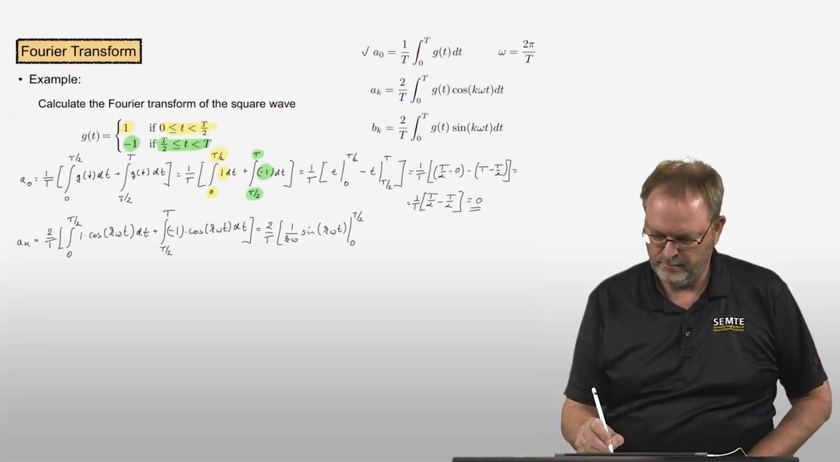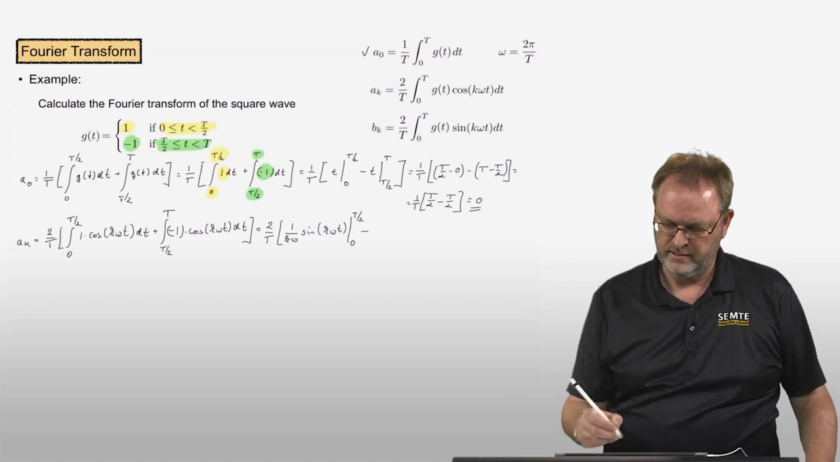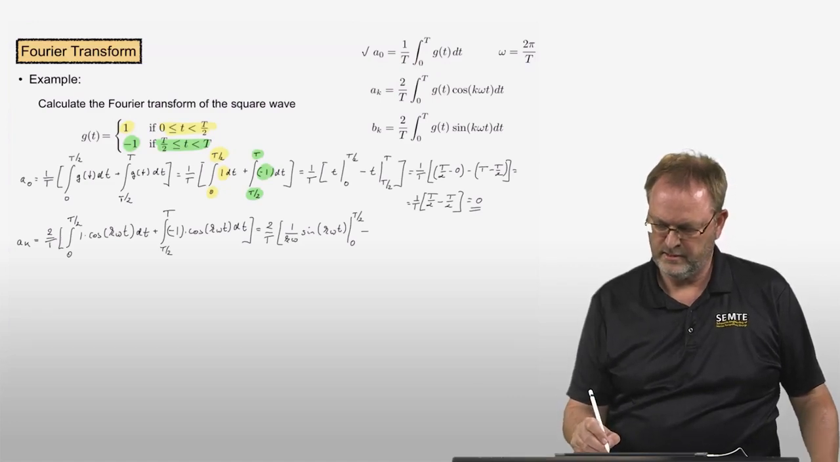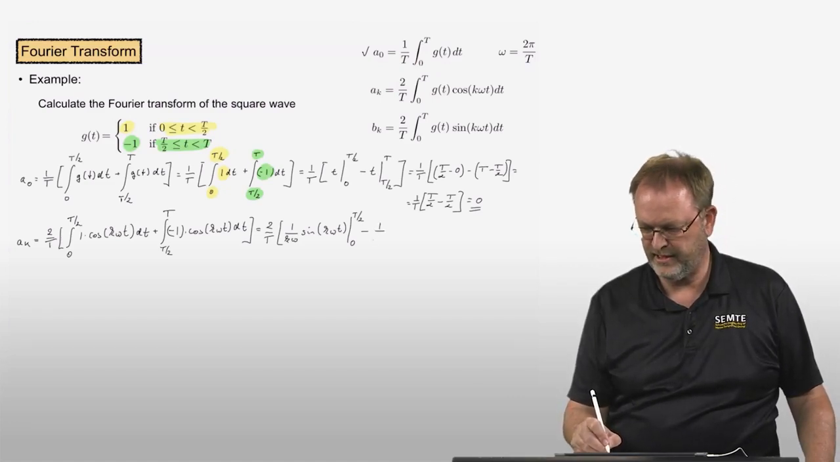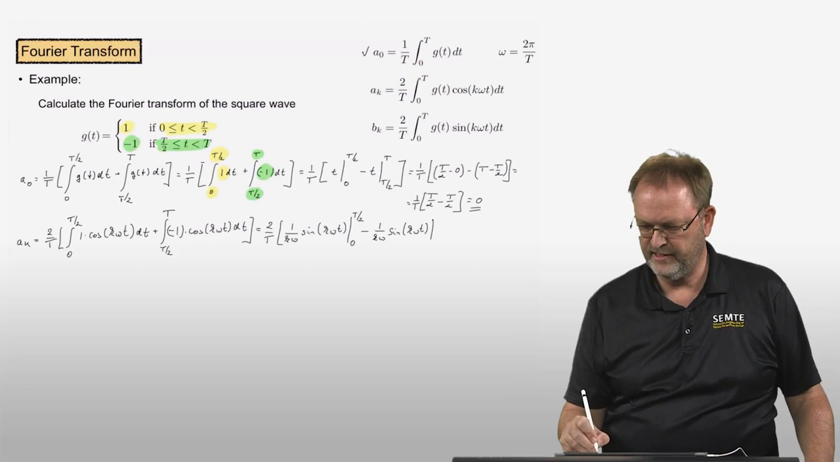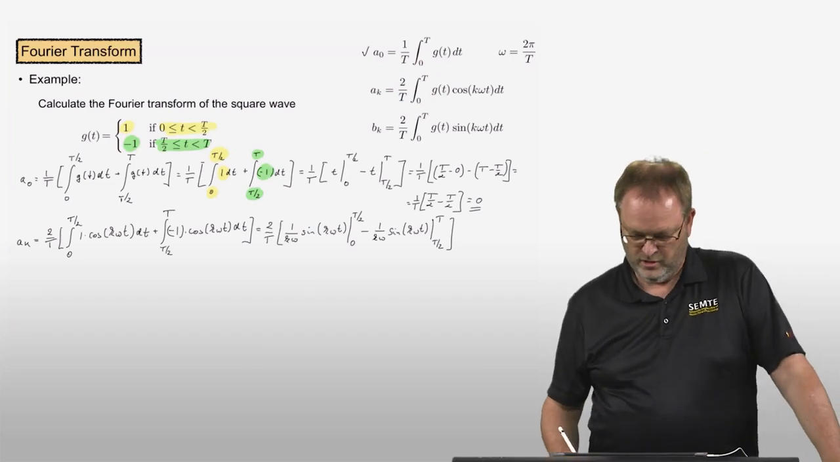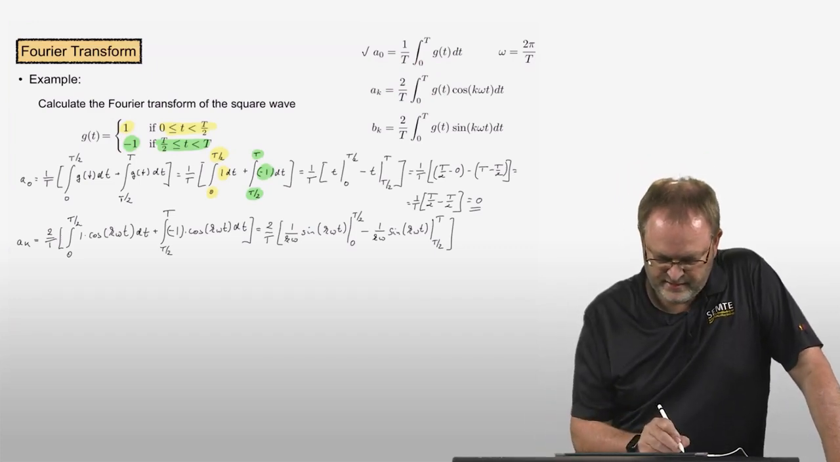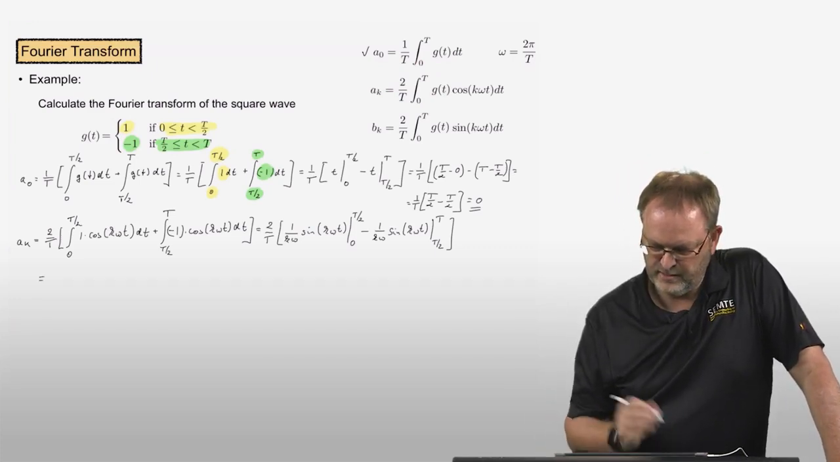And then minus, okay, same thing, 1 over k omega times the sine of k omega t between the bounds of t over 2 to t. Okay, so let's plug these bounds in.